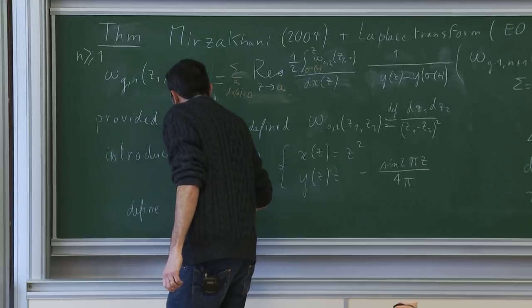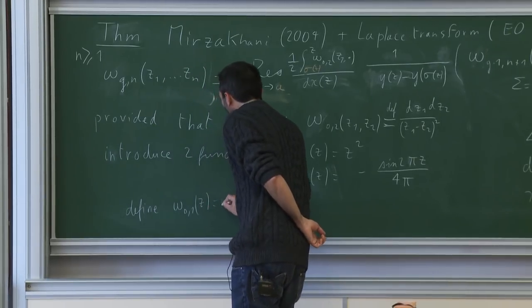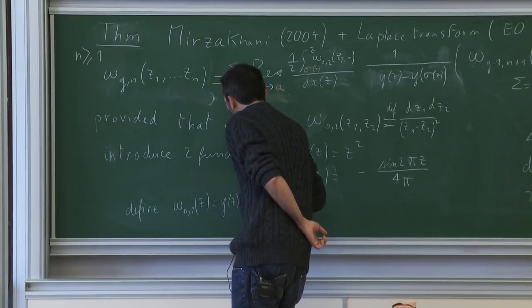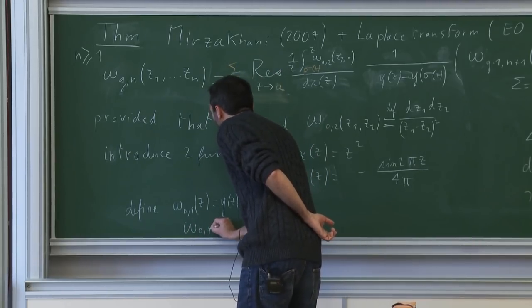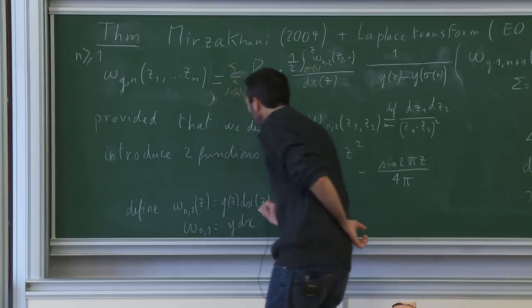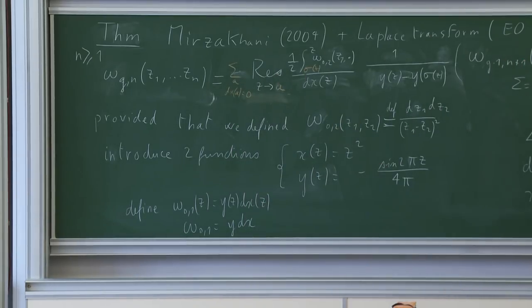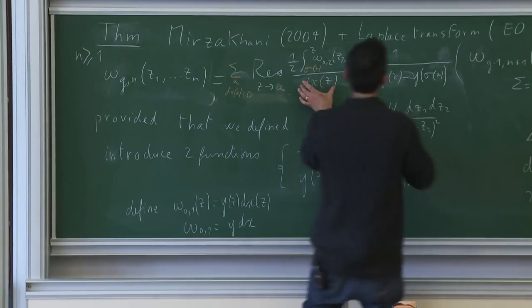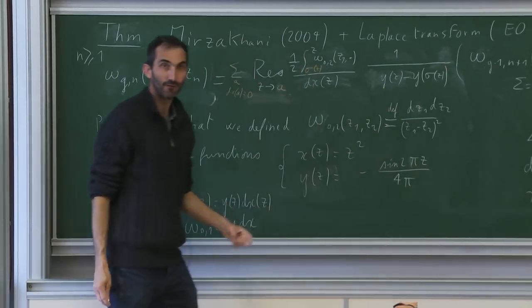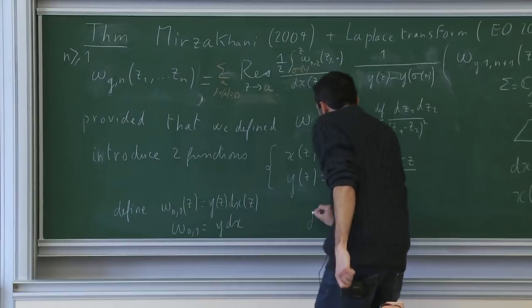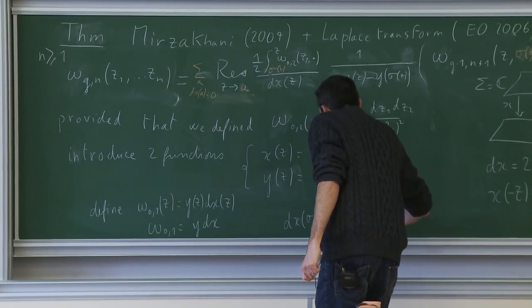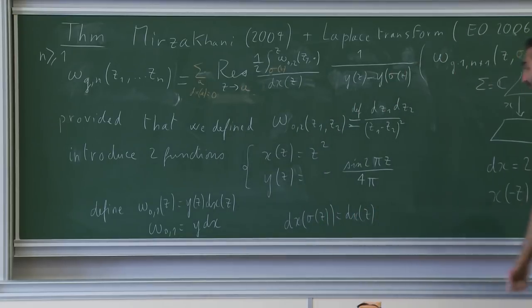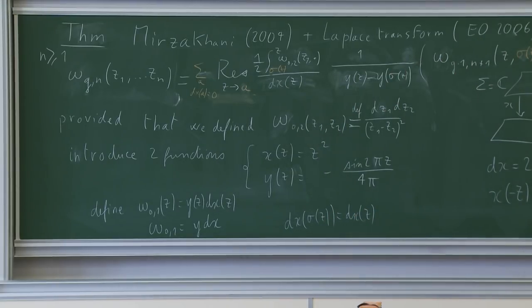omega 0,1 of z equals y of z dx of z. So it's a one form. So basically, omega 0,1 is the form y dx. Okay? Let me define this. So let me put this y together with this dx. Observe that dx of sigma of z equals dx of z. Observe that you have that.